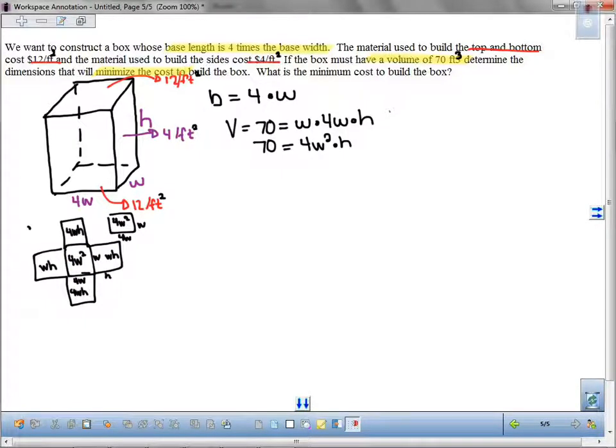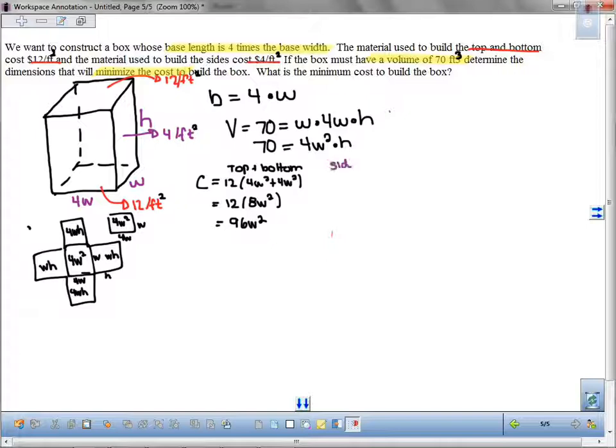Okay, so when we look at our cost equation, we're going to have the top and the bottom. So remember that the top and the bottom cost $12, so we're going to have $12 times the top, which is 4W squared, the bottom, plus the top, 4W squared. So I'm going to have 8W squared times 12, which is going to give me 96.